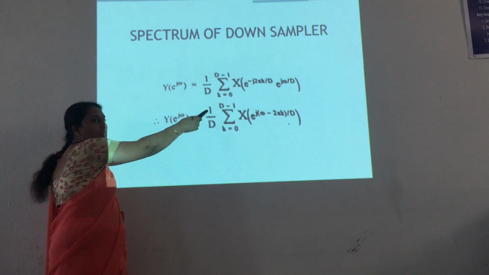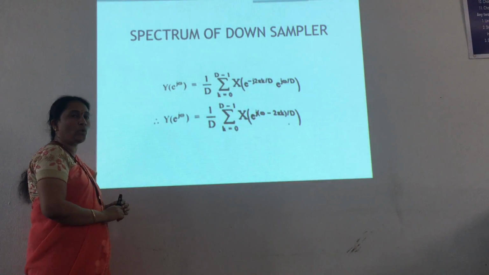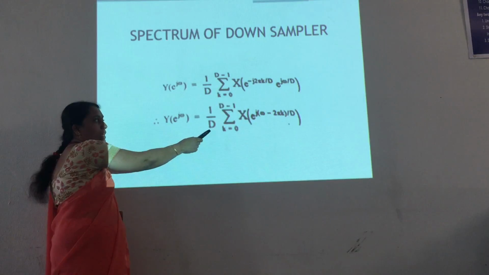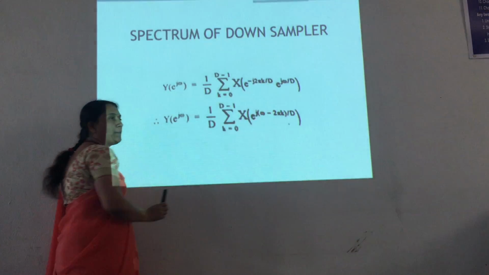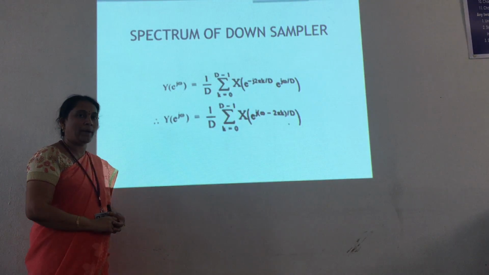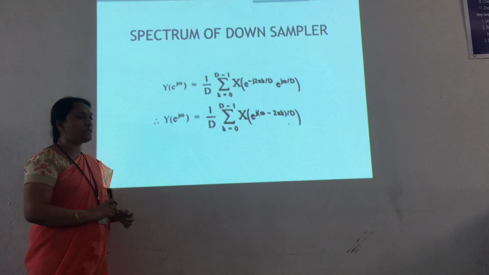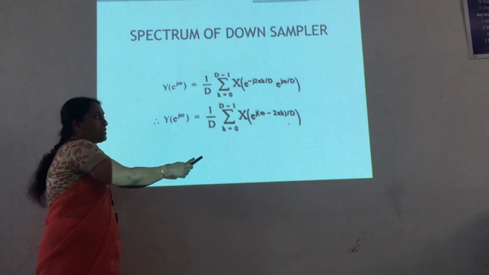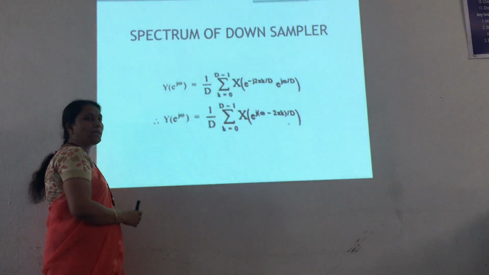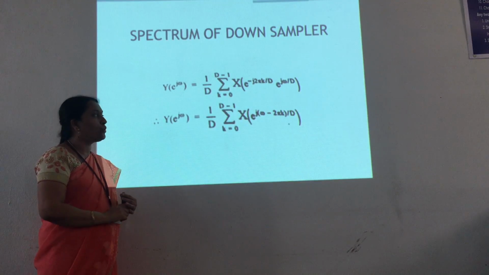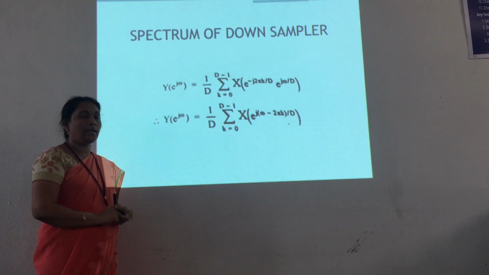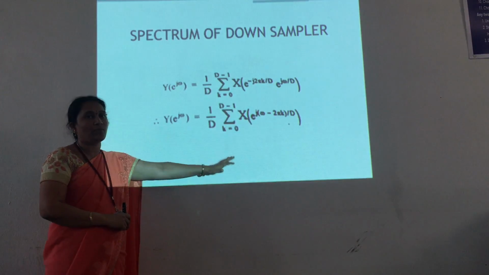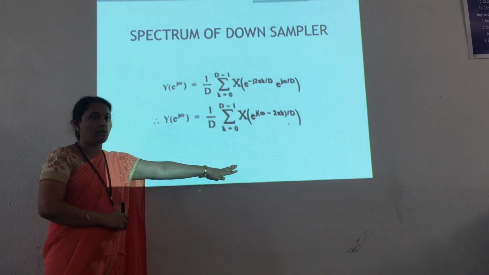This 1/D represents that the total input spectrum is scaled down by a factor of D. Next, X of e^(jω/D) means the original input spectrum is frequency stretched by a factor of D. Next, X of e^(j(ω − 2πk)/D) means the input spectrum is frequency shifted by a factor of 2πk.